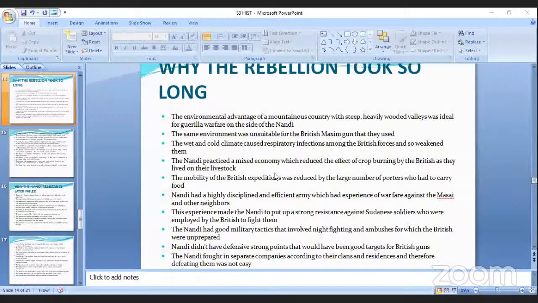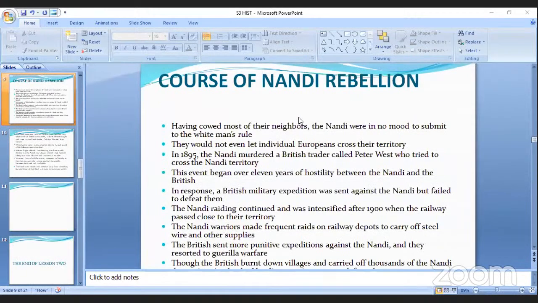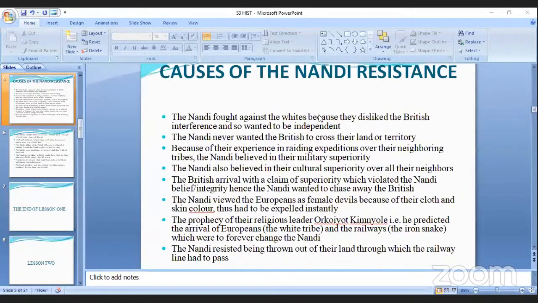Okay. Let us have this work. We are going to go through it. I believe you are in a position to see this work. This is what we are going to go through. The questions we did are always here. And this is what we began with. The question was asking for the causes of the NANDI resistance. Now I believe you can see what we are going to be looking at.